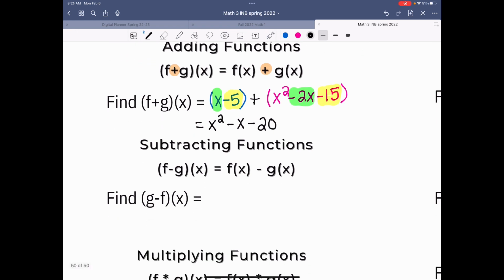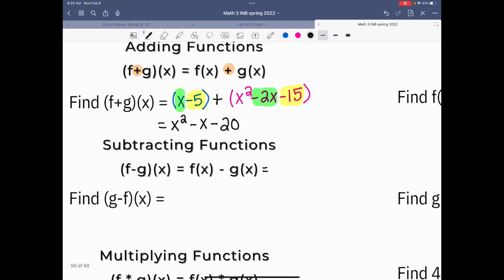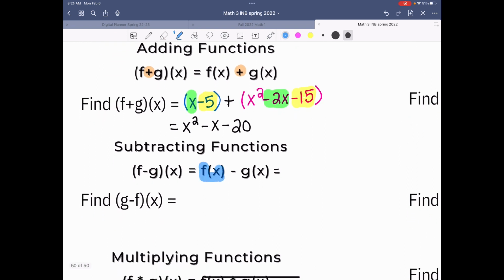Now, for this one, we're actually going to do 2 of these because it's going to make a difference. When you're adding, you could do f plus g or g plus f and you're going to get the same answer. But with subtracting, you're going to get completely different answers. So for here, remember f was in blue, so this is saying that we're going to take f and subtract g. The f function is x minus 5, minus x squared minus 2x minus 15.